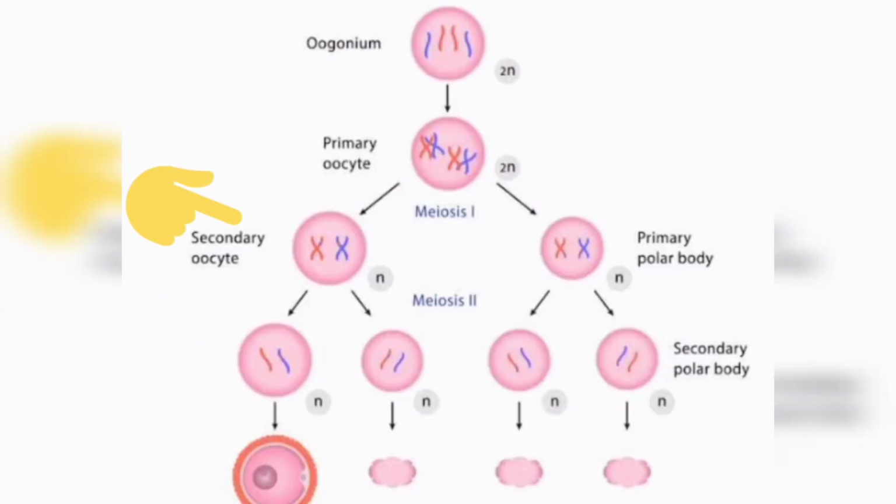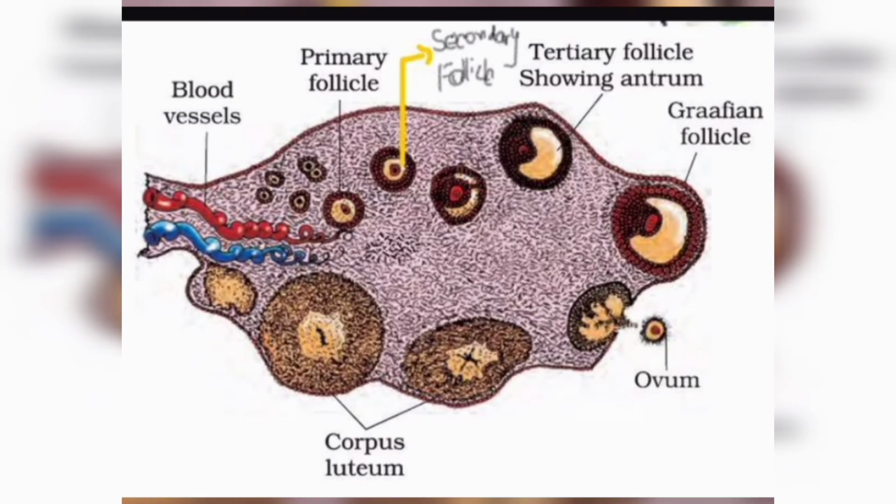It is an unequal division resulting in the formation of a large haploid secondary oocyte and a tiny first polar body. The secondary oocyte retains the bulk of the nutrient-rich cytoplasm of the primary oocyte. The tertiary follicle further changes into a mature follicle or Graafian follicle. The secondary oocyte forms a new membrane called the zona pellucida surrounding it. The Graafian follicle now ruptures to release the secondary oocyte or ovum from the ovary by the process called ovulation.